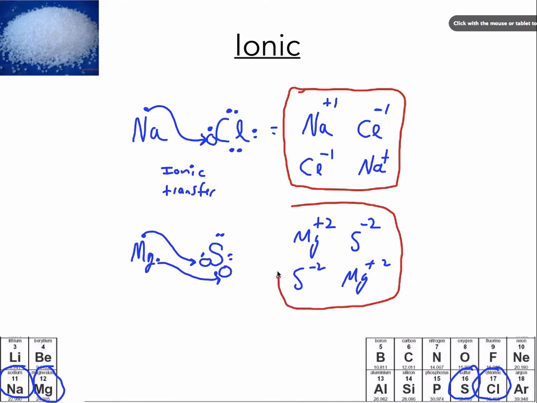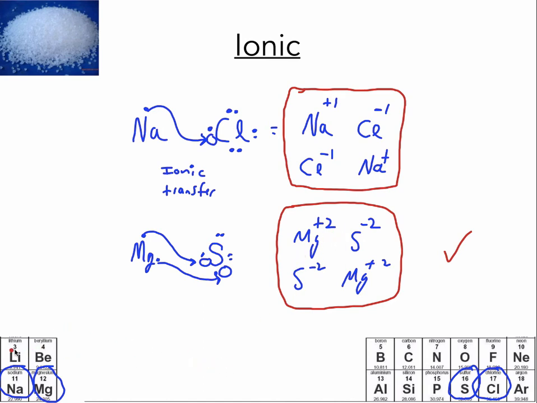So if you look at this, according to Coulomb's law, magnesium sulfide here is going to have the higher melting point. And that's because they are both in the same row. Sulfur and chlorine have a similar radius. Sodium and magnesium have a similar radius. But there is a larger Coulombic attraction between magnesium and sulfide. Okay? And you can think about the reverse situation.